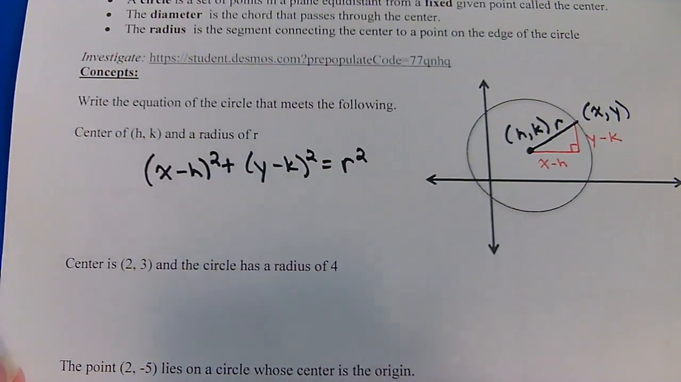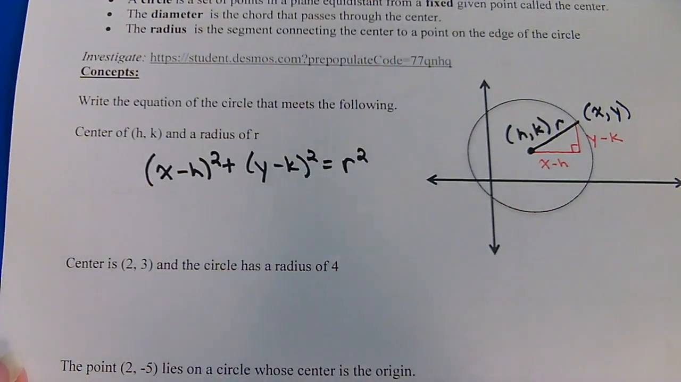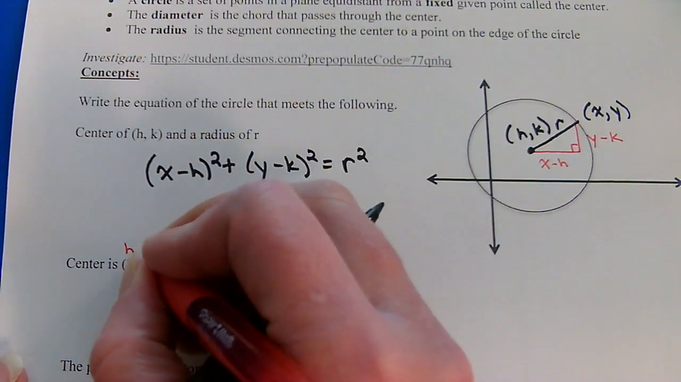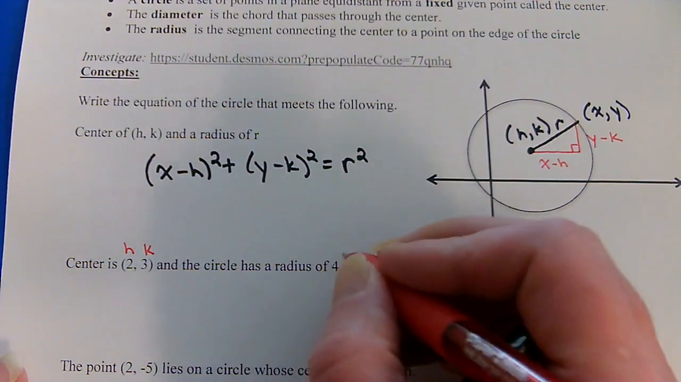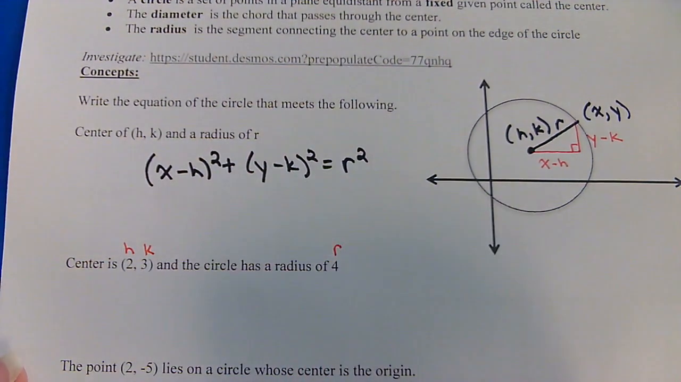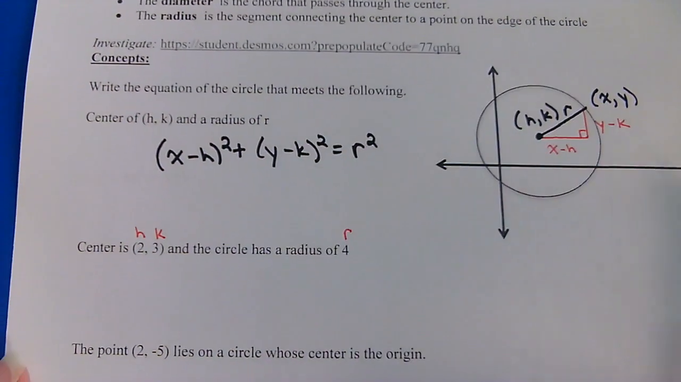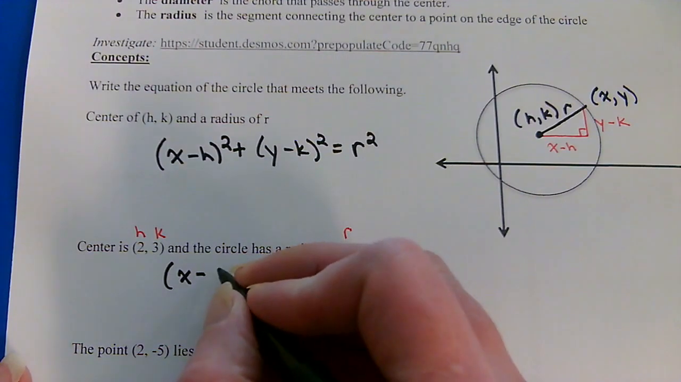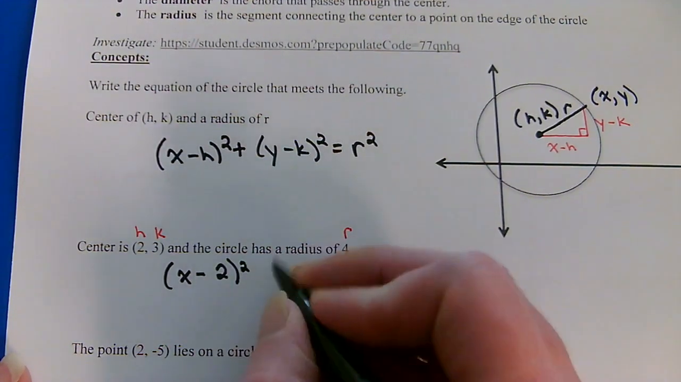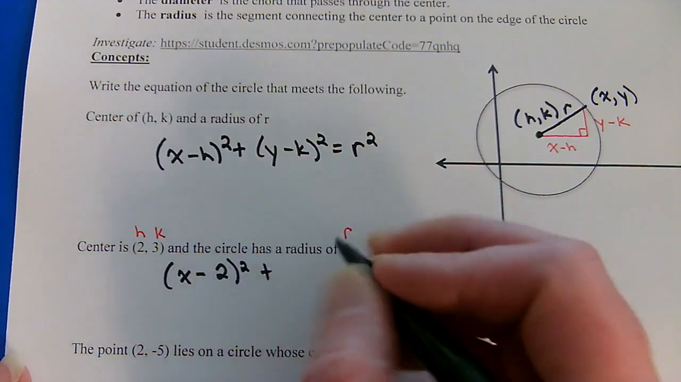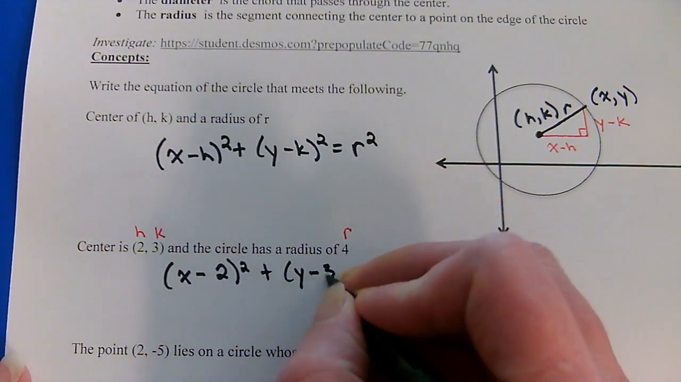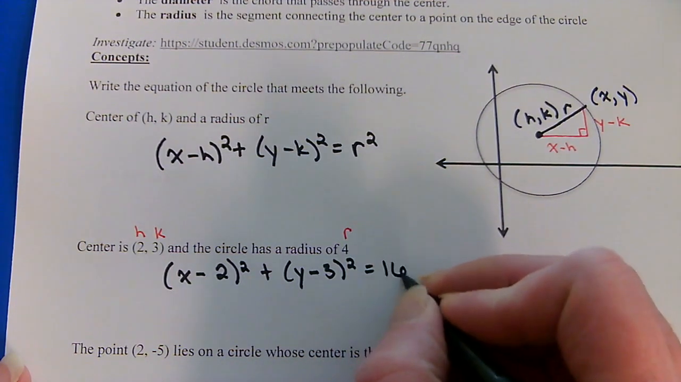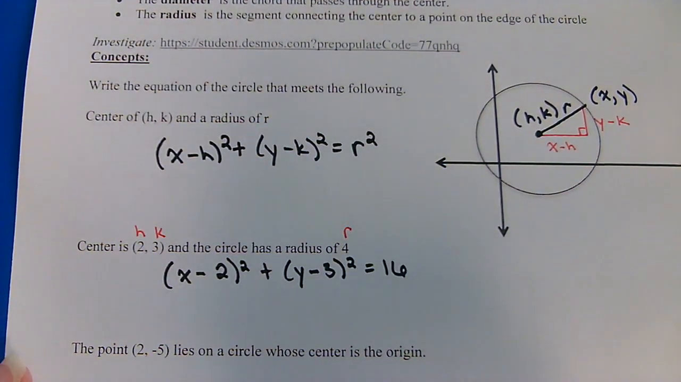Okay, so let's use the next one as an example. The center is (2, 3). So the center is our h and our k. So this would be h, and this would be k. It has a radius of 4, so this is my radius. So I'm just going to plug that information in. So x minus h, so (x minus 2) squared, plus (y minus k) squared equals r squared, which would be 16, because 4 squared is 16.